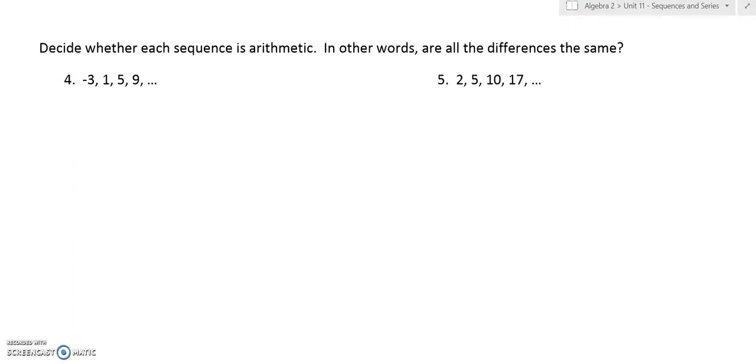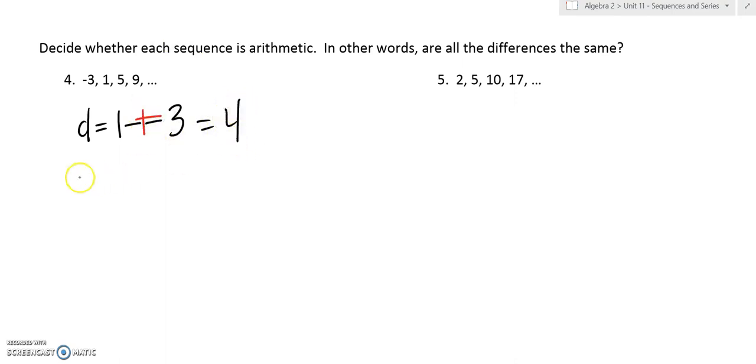Here we go. Deciding whether a sequence is arithmetic. In other words, are all the differences, the d value, the same? How can we do this? We're going to take this in chunks. So I'm going to do this a couple times. I'm going to take the second number, which is 1, and subtract it from the first number. So 1 minus negative 3. I do that. It ends up being added together.